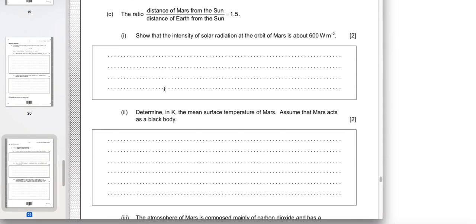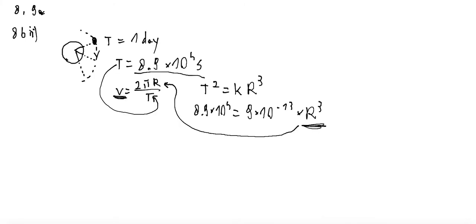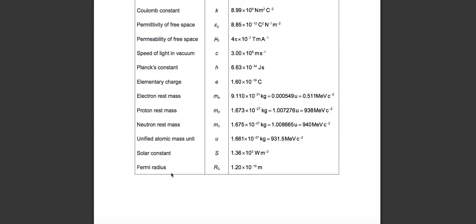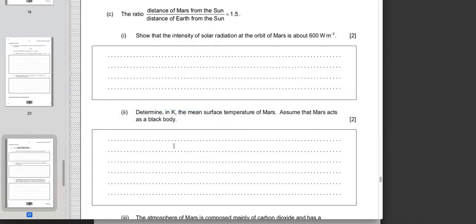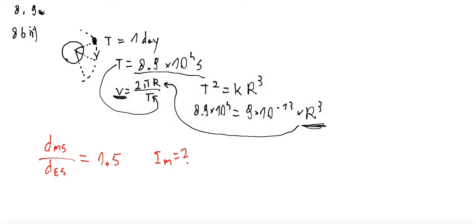And c. The ratio of the distance of Mars from the Sun to the distance of the Earth from the Sun is 1.5. Show that the intensity of solar radiation on the orbit of Mars is about 600 watts. Okay, the distance between Mars and Sun and the distance between Earth and Sun is given as 1.5, and you have to find the intensity of solar radiation on Mars. Here we have to use the solar constant. The solar constant is given in your data booklet. It's 1360 watts per square meter.